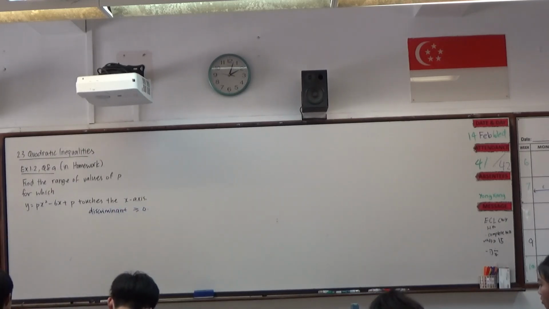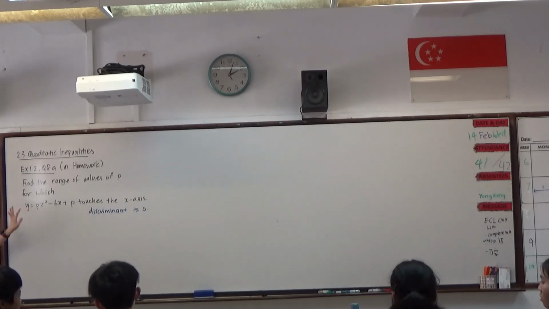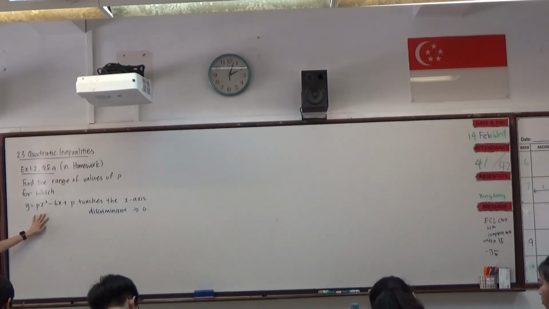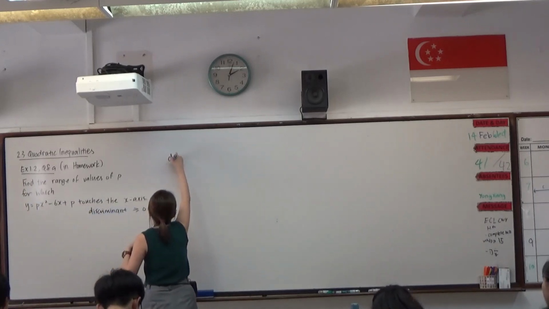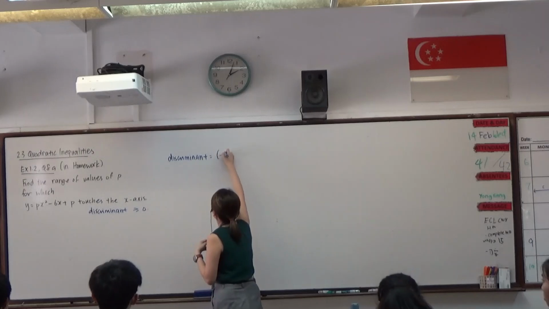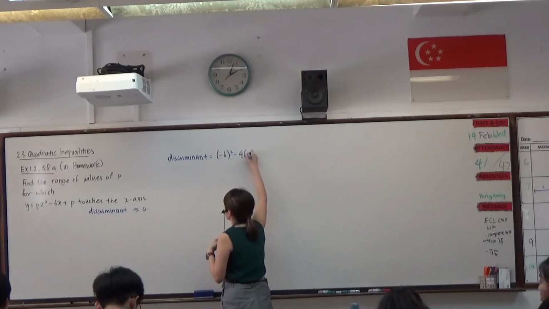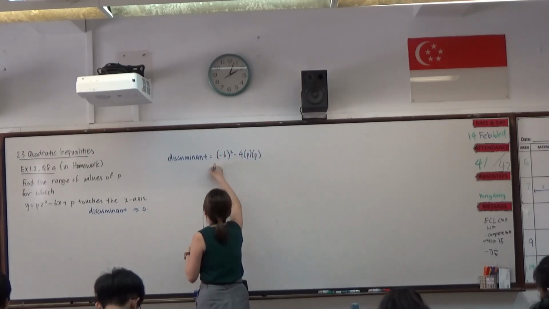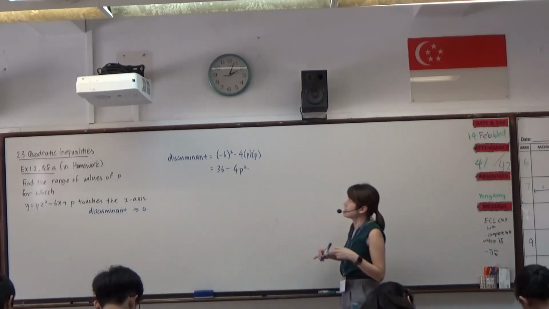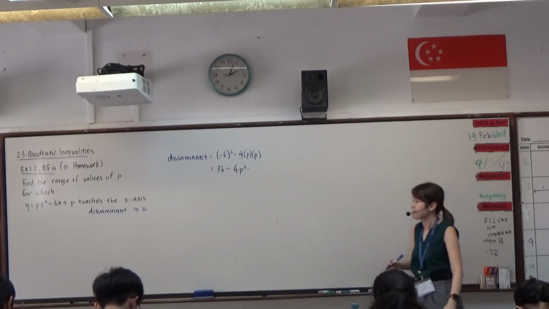We also agreed the other time that the answer key in your textbook is not accurate. Okay, it's not correct. Right? So therefore, we will now come back to answering this question. So what is the discriminant of this quadratic equation? Okay, we find it by taking b squared minus 4AC. And that comes out to be 36 minus 4p squared.